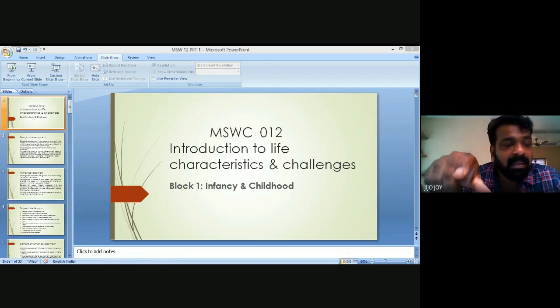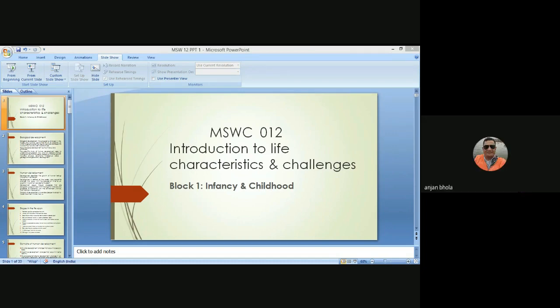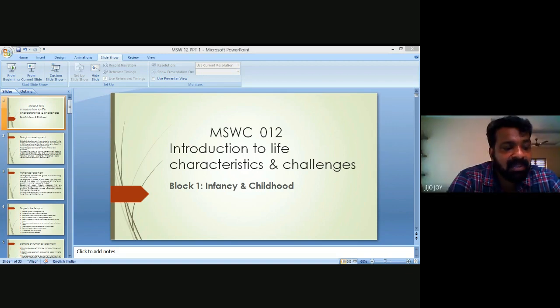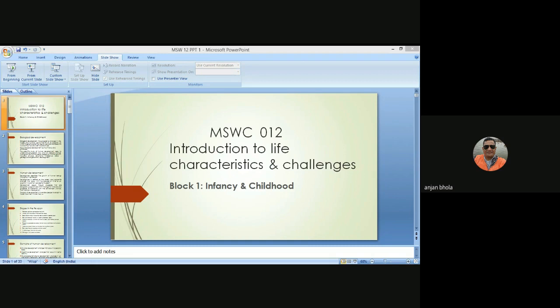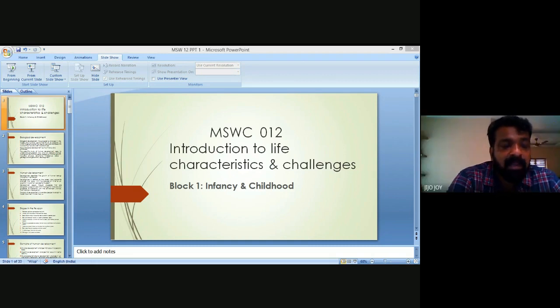Okay, then intimacy versus isolation. Intimacy versus isolation, what is that? This is the youngster stage, where our teenagers tend to have their own relationships. They try to choose their own peers, their own friendships, and so on. So that is the intimacy.